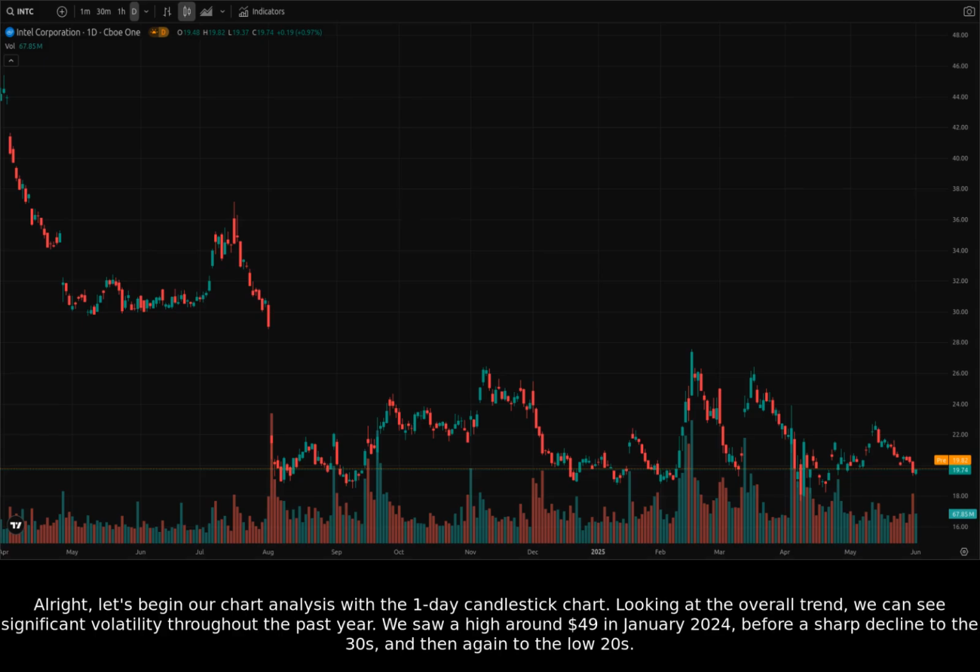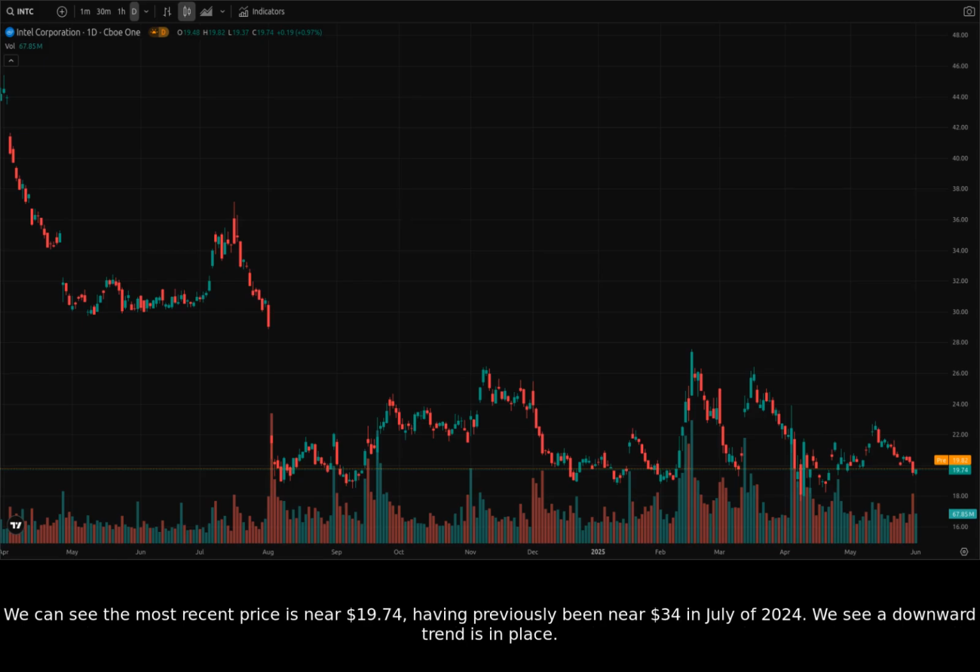Alright, let's begin our chart analysis with the 1-day candlestick chart. Looking at the overall trend, we can see significant volatility throughout the past year. We saw a high around $49 in January 2024 before a sharp decline to the 30s and then again to the low 20s. We can see the most recent price is near $19.74, having previously been near $34 in July of 2024. We see a downward trend is in place.